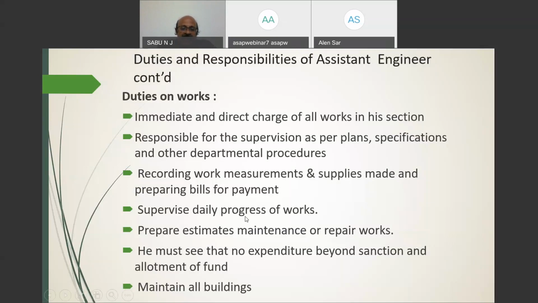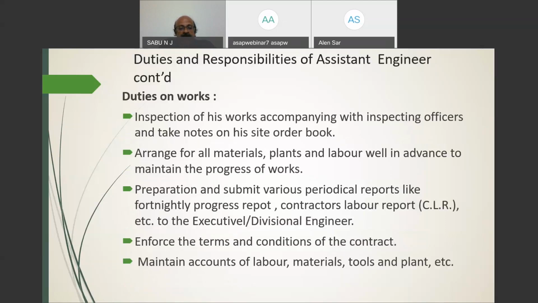He has to supervise the daily progress of the work, prepare estimates for maintenance or repair work, and see that there is no expenditure beyond sanction and allotment of funds. Within that constraint, the work must be completed successfully, and he has to maintain all the buildings in his jurisdiction.